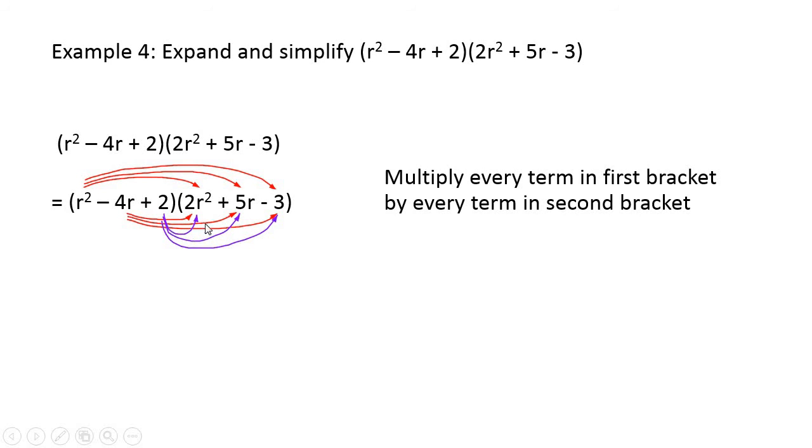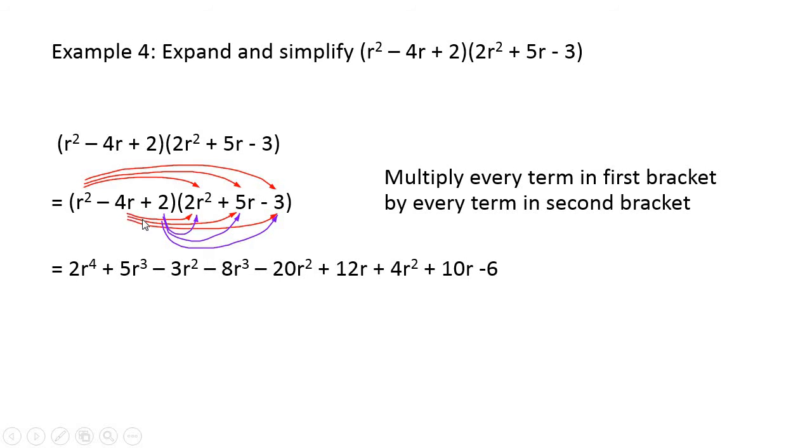So, multiplying every term in the first by every term in the second bracket. And you can see I've brought in a new color here because there's a total of how many multiplications? 9. So we have r squared times 2r squared is 2r to the 4th. R squared times 5r is 5r cubed. R squared times negative 3 is negative 3r squared.